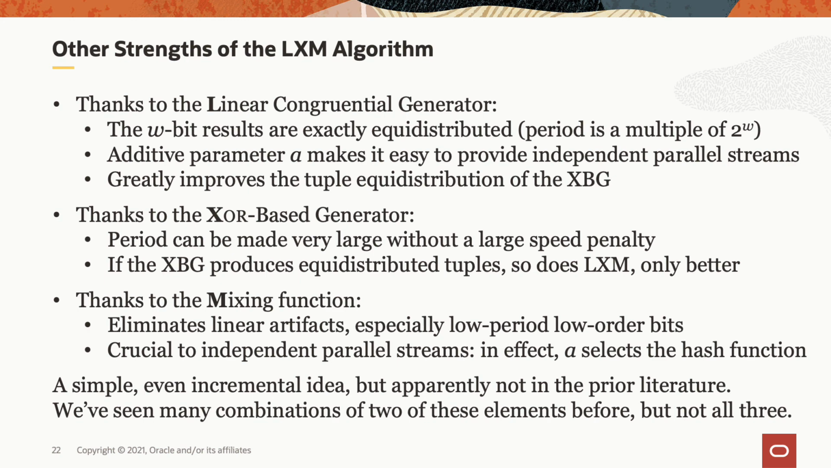The mixing function eliminates linear artifacts, particularly the low period, low order bits. And the mixing function is crucial to producing independent parallel streams. In effect, the additive parameter of the LCG selects a specific variant of the hash function provided by the mixing function. LXM is a simple, even incremental idea, but apparently not in the prior literature. We've seen many combinations of 2 of these elements before, but not all 3.